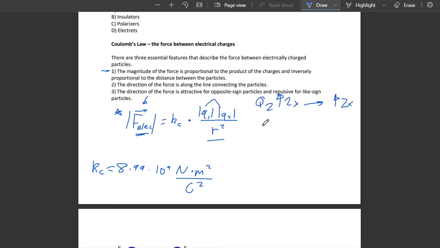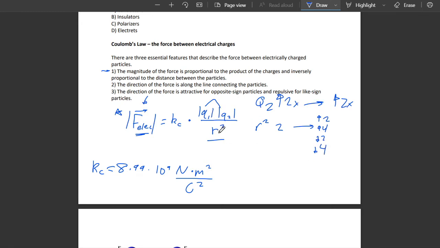If the distance were to increase, so if r squared were to increase by a factor of 2, what would happen to the force? Would it increase by a factor of 2? Would it increase by a factor of 4? Decrease by a factor of 2? Or decrease by a factor of 4?